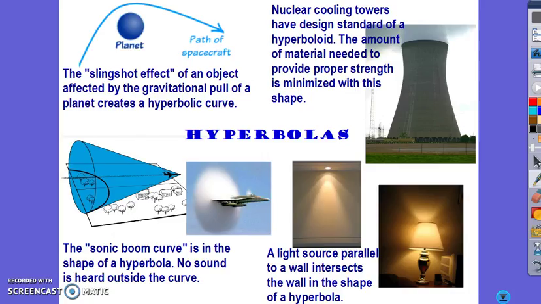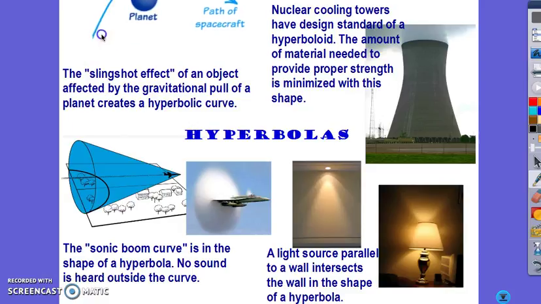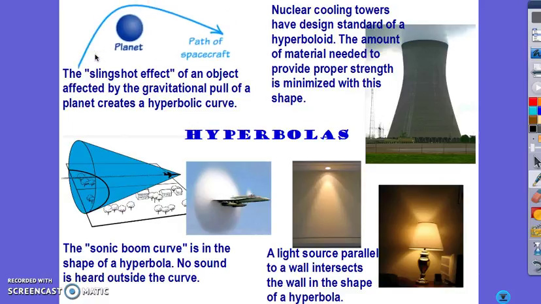Hyperbolas, you're going to see those in different places in the world. If you don't quite go into an elliptical orbit, then you're going to sort of slingshot around in a hyperbola curve. A hyperboloid is if you rotated a hyperbola 3D style. That's a nuclear cooling tower. Anytime you have a cone-shaped thing that intersects something flat, like a light would shine out in a cone shape but intersecting the wall, we would get a curve, and that's a hyperbola.